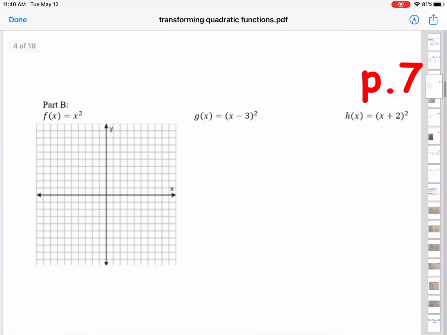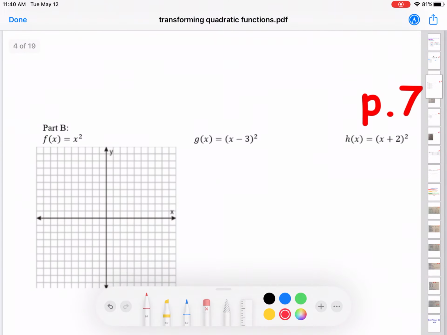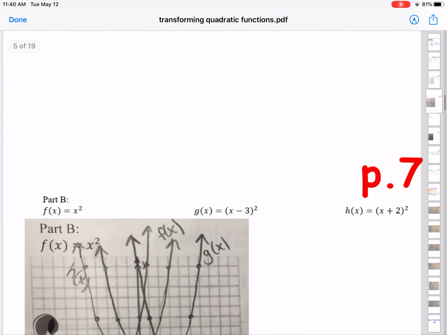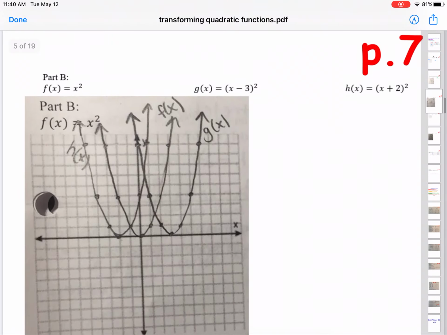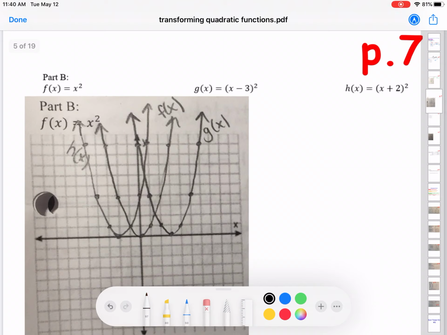Let's look at part B. In part B, you'll notice that we're now changing our h value because we're now putting a number inside of the parentheses. So let's take a look at what the g of x and h of x graphs look like in part B. Here are 3 functions. Notice that we have our f of x in the middle. That's our original function right here.